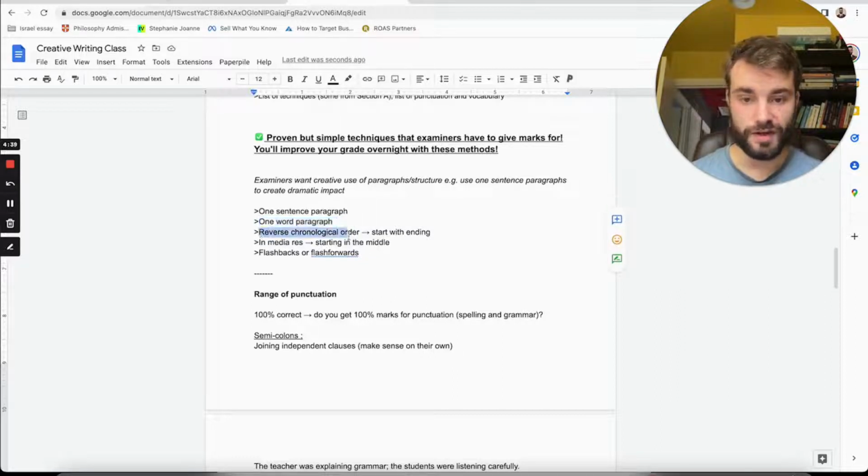You could also do reverse chronological order, where you start with the end of the story. You could do in media res, when you start with the middle. Or you could do a flashback or a flash forward.